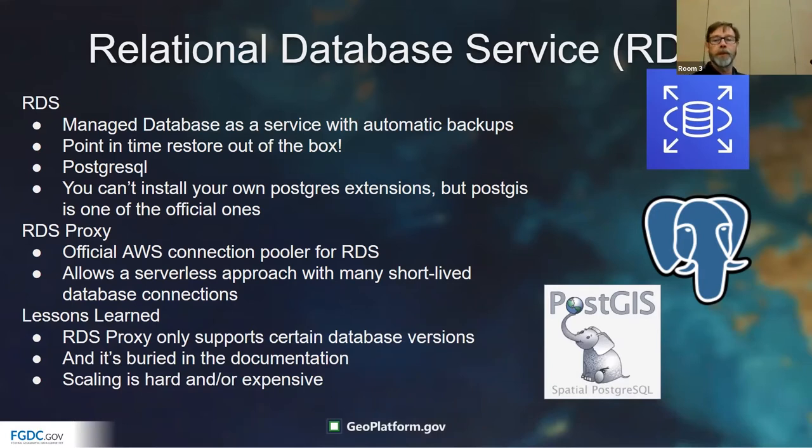Behind GeoPlatform, we run all of this in AWS at this point, and we try to use cloud-native services wherever possible. One of the things we're using is the RDS service in AWS. It's great because it gives you pretty much everything you need out of the box. One issue you could run into is that the Postgres extensions aren't all supported within RDS, but thankfully the PostGIS one is. We're also using the RDS pooler here.